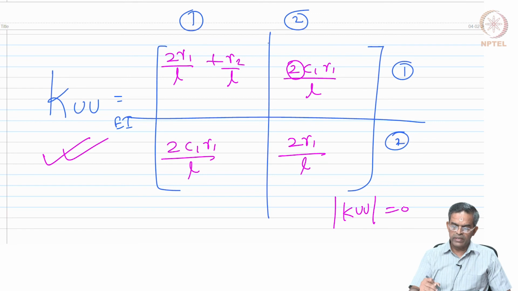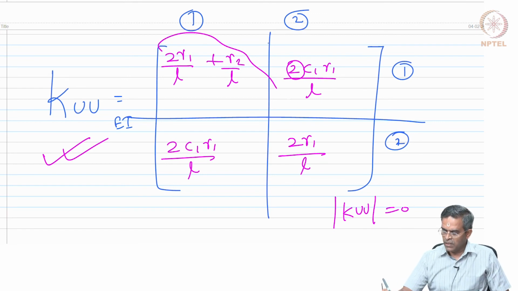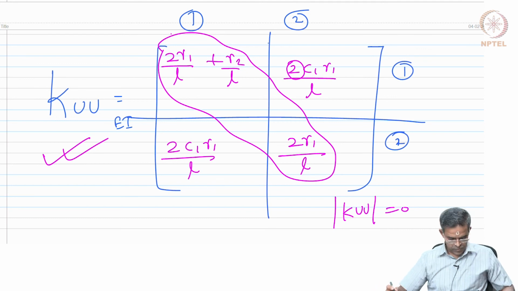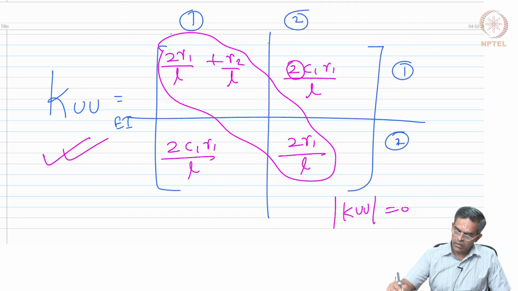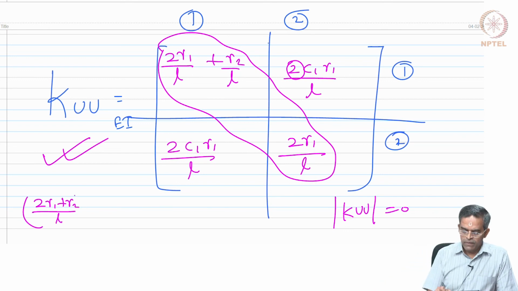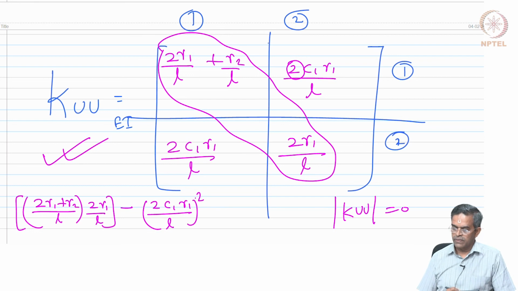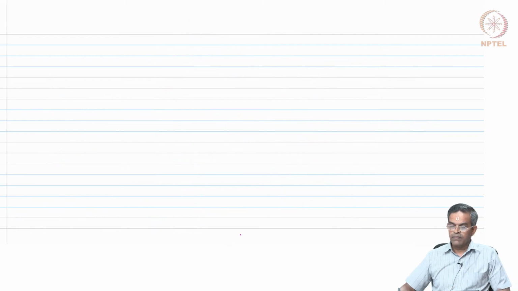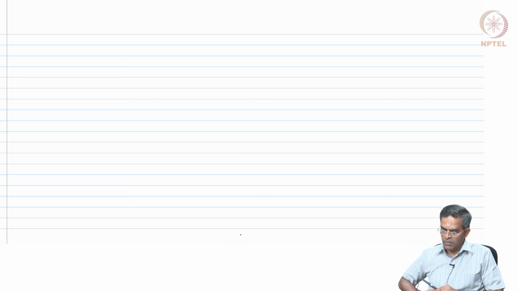Okay, friends, we have got KUU matrix now. Now, I must set this determinant of KUU to 0. So, this diagonal multiply minus this diagonal and set it to 0. So, I should say 2 R1 plus R2 by L into 2 R1 by L minus 2 C1 R1 by L, the whole square should be 0. Am I right? This is what I must get.